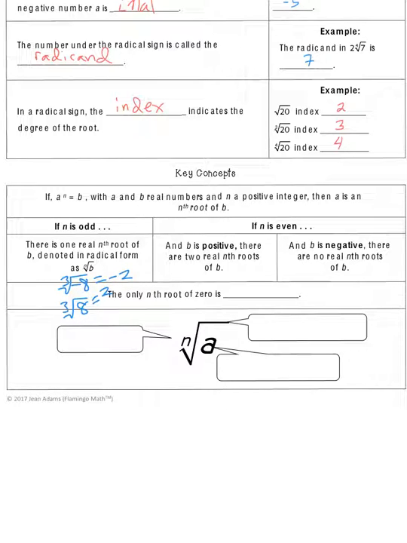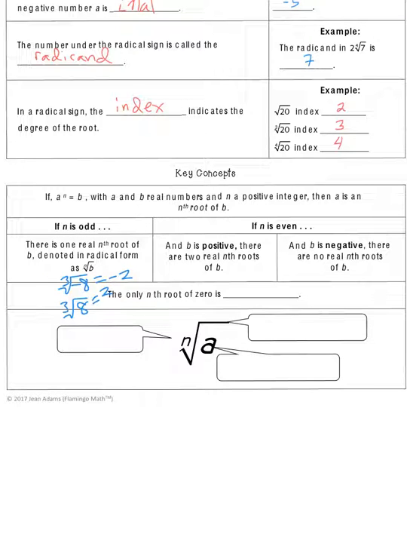So the odd root of a positive or a negative number can be positive or negative. But if your index is even, there could be two answers. So like here, there's only one possible answer. Here, there's only one possible answer.